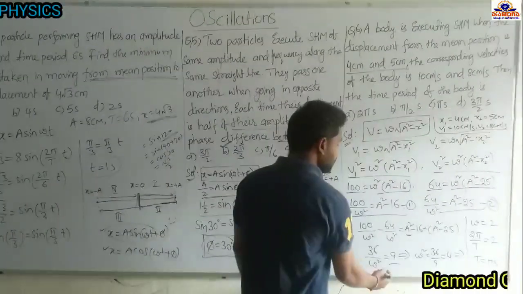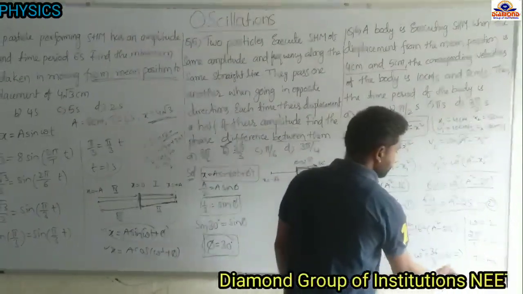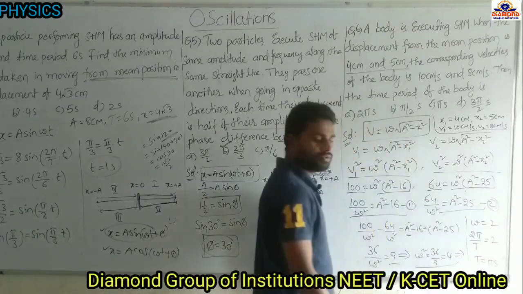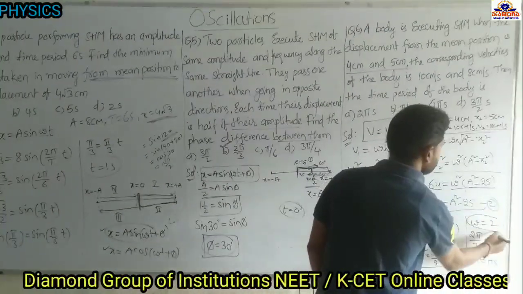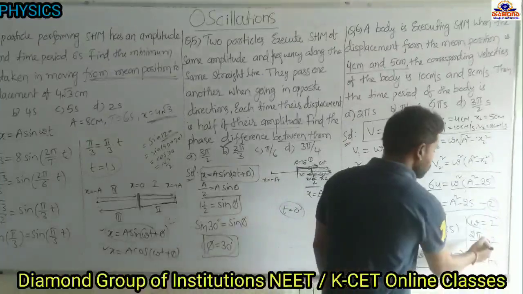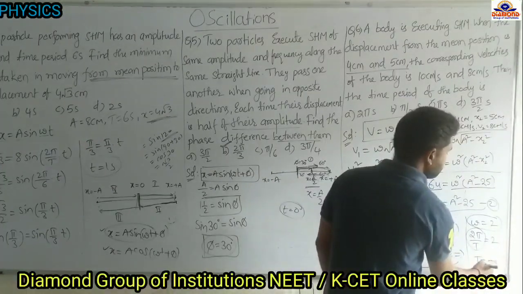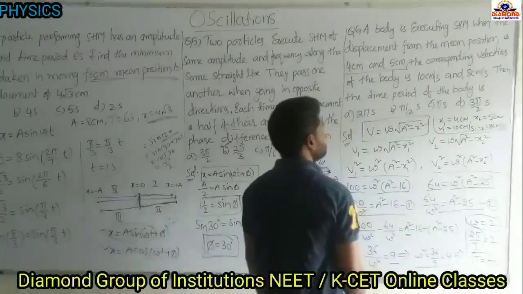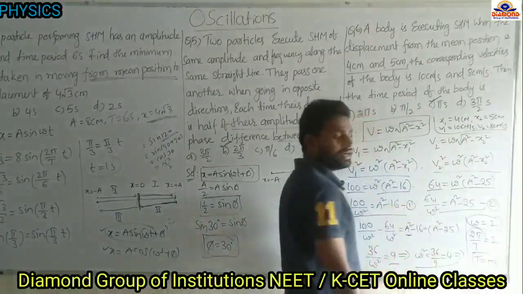Okay, now omega square equal to 9 sent to this side, 36 by 9 equal to 4. Omega square equal to 4 means omega equal to how much? 2. Omega value already we know, 2 pi by T equal to 2. 2 cancel, T equal to how much? Pi seconds. The answer C is the right answer, pi seconds.